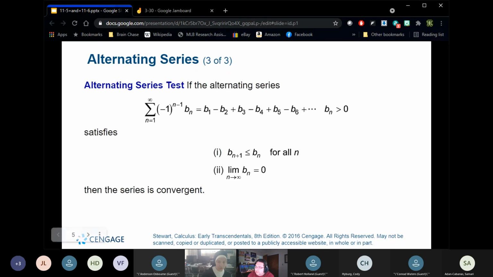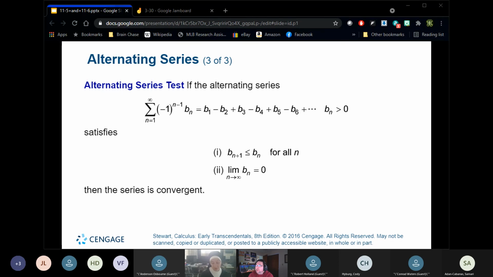So the alternating series test: as long as it alternates, it has to satisfy two criteria. As long as it satisfies both criteria, then the series is convergent. The first criteria is that it's decreasing, so that b sub n plus 1 is always less than or equal to b sub n. So this way, the series is always decreasing if you eliminate the negative sign. The second part is that the limit of the series without the negatives has to equal 0. So if you eliminate the alternating piece, the limit has to equal 0. As long as it meets those two criteria, then the series is convergent.